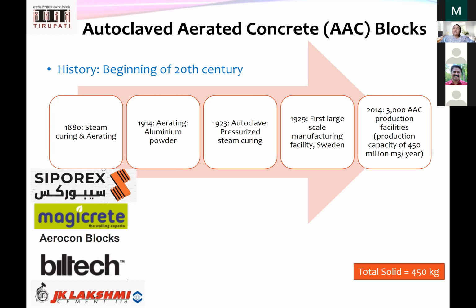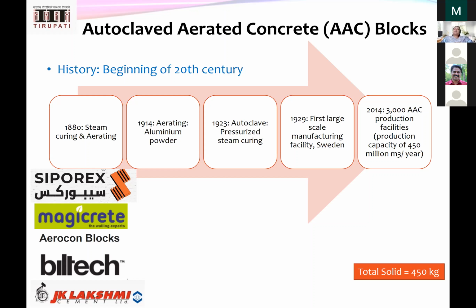It could be about the temperature. What is the temperature of the autoclave? What is the pressure of the autoclave? All these are very significant when it comes to how the brick performs in the coming years. So a lot of patents were generated at that time. Basically, the large scale manufacturing facility came up in the 1930s. At that time, a large scale manufacturing facility was set up in Sweden. Sweden hasn't grown much, but in later stages, Germany took it up, then the UK and other countries.